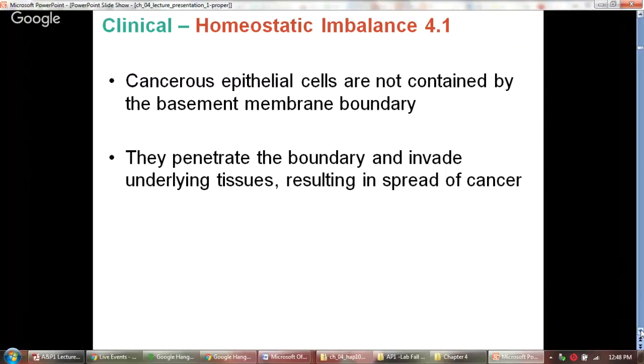Let's look at the clinical relevance of what we have learned so far. Cancerous epithelial cells are such a problem with regard to health, and they have the ability to creep through different cell layers. This is because they are not confined by the basement membrane boundary. So they can penetrate the boundary and invade the underlying tissue, and that will result in metastasis, which is the spreading of the cancer cell from its primary site.